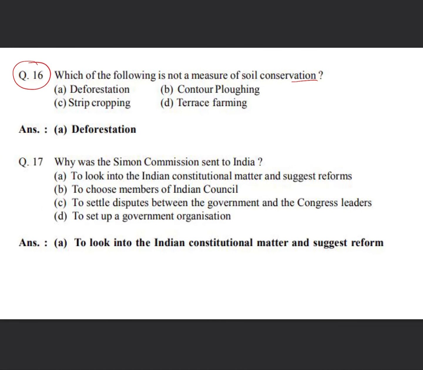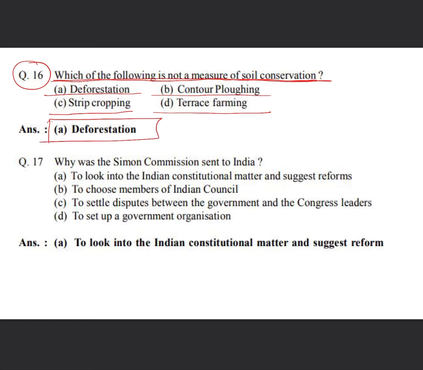Next question, question number 16. Which of the following is not a measure of soil conservation? Is it deforestation? Option A. Option B. Contour plowing. Option C. Strip cropping. Option D. Terrace farming. So the correct answer is option number A. Deforestation.